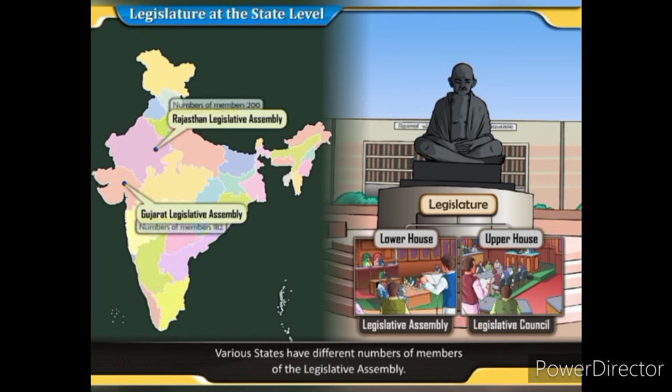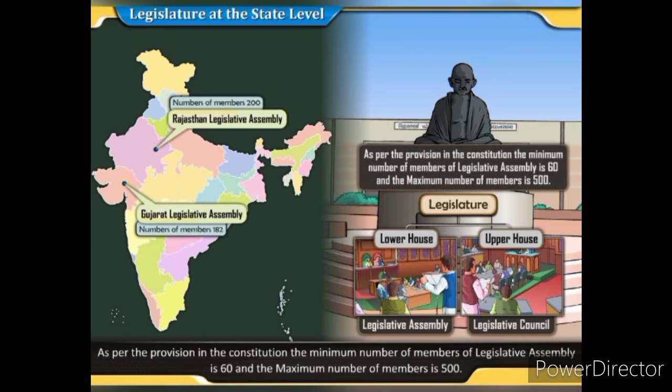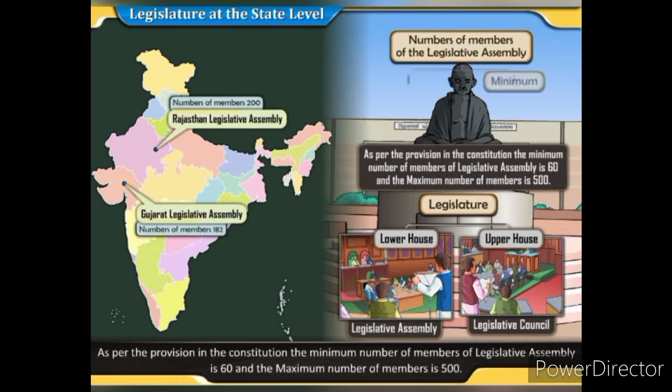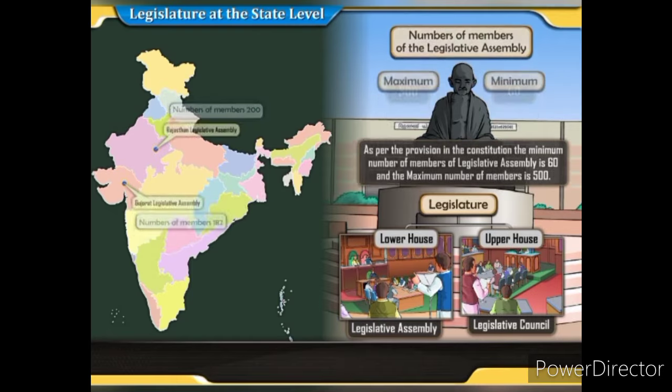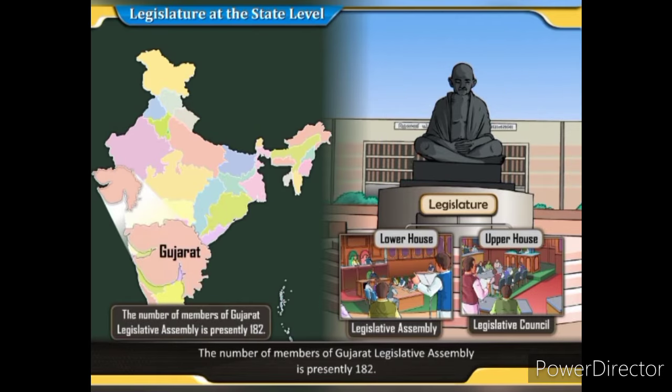Various states have different numbers of members of the Legislative Assembly. As per the provision in the Constitution, the minimum number of members of Legislative Assembly is 60 and the maximum number of members is 500. The number of members of Gujarat Legislative Assembly is presently 182.